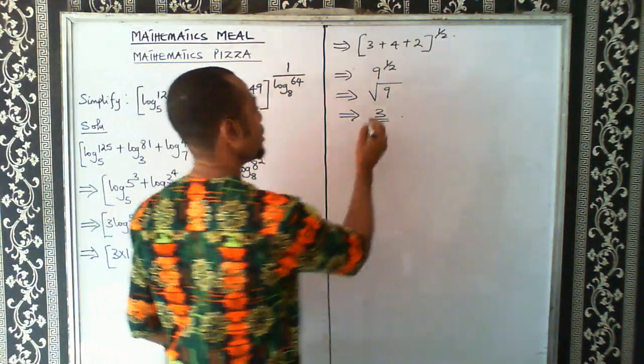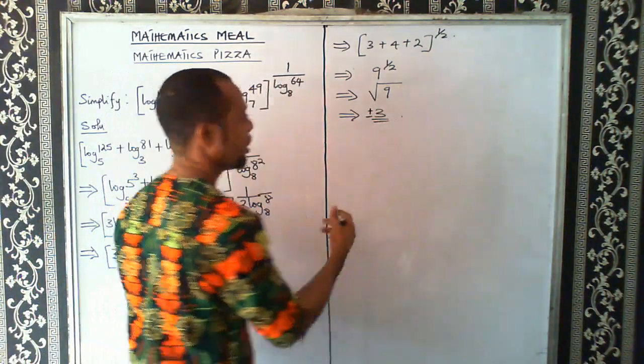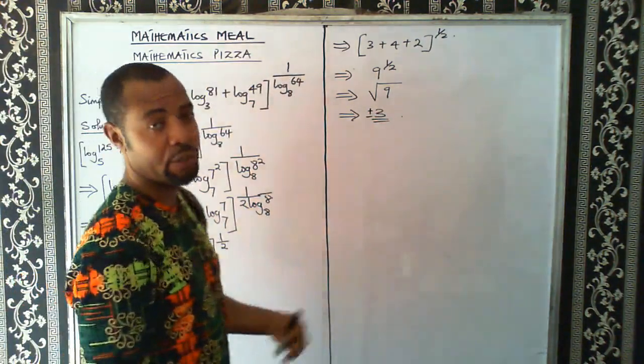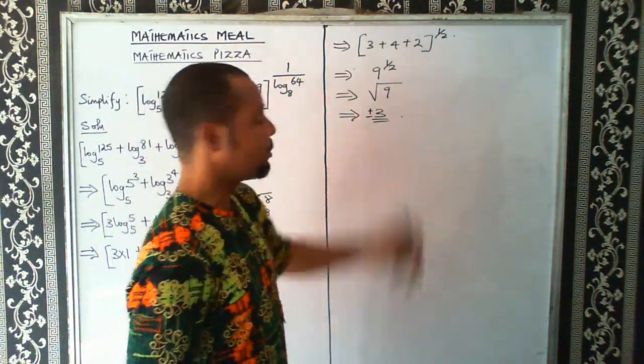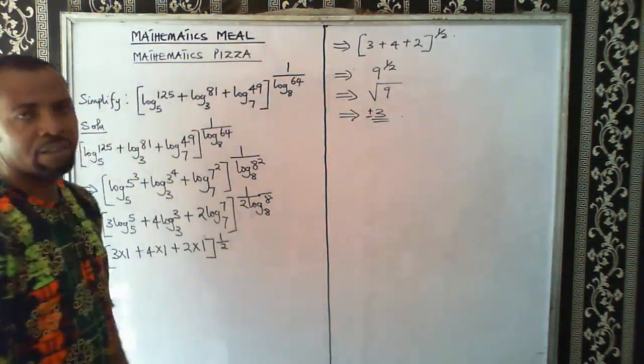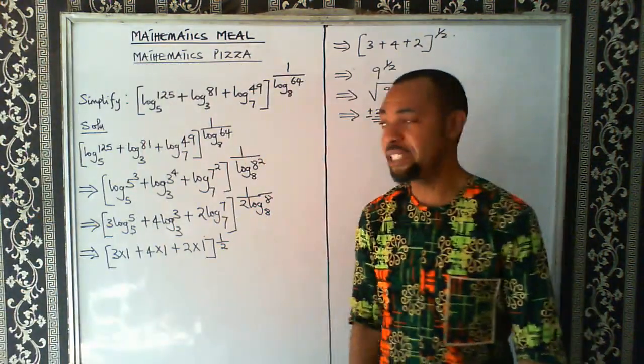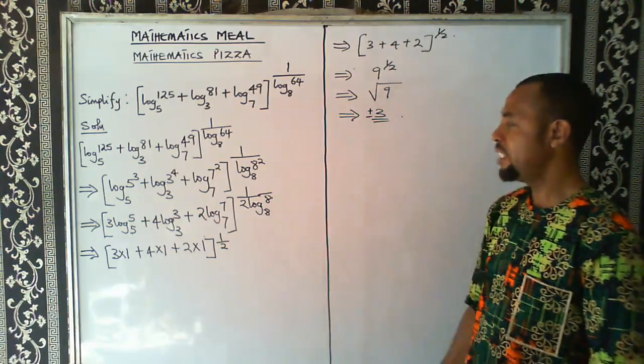So we can say this will give us plus or minus 3, because the square root of a number is plus or minus a certain number. Yeah, so that's just the simple way of enjoying this particular pizza. We can look at it again and again.